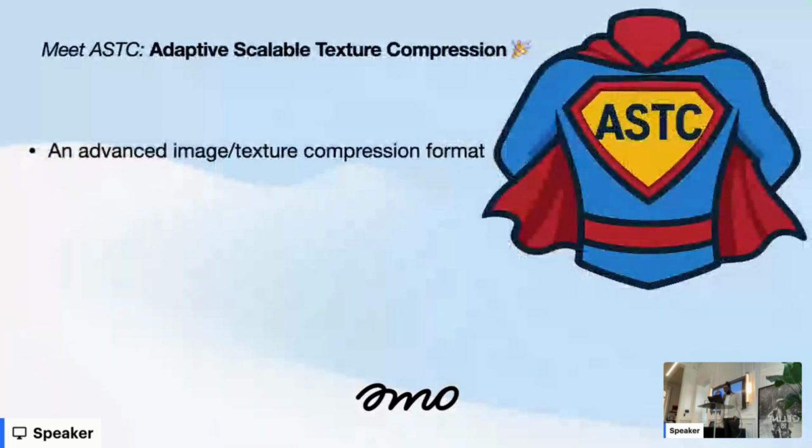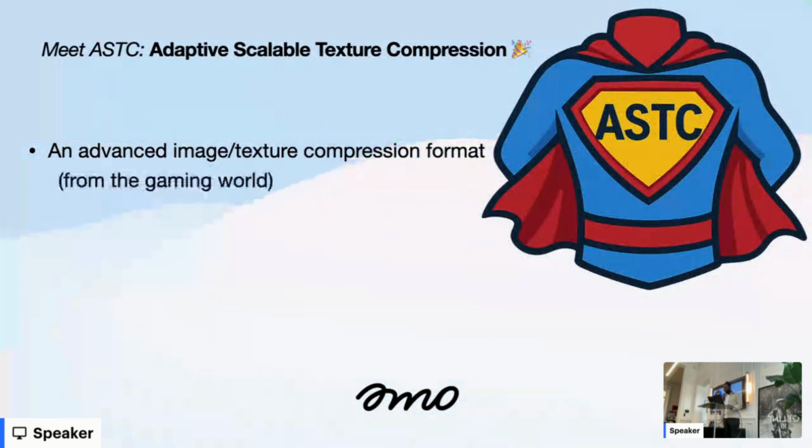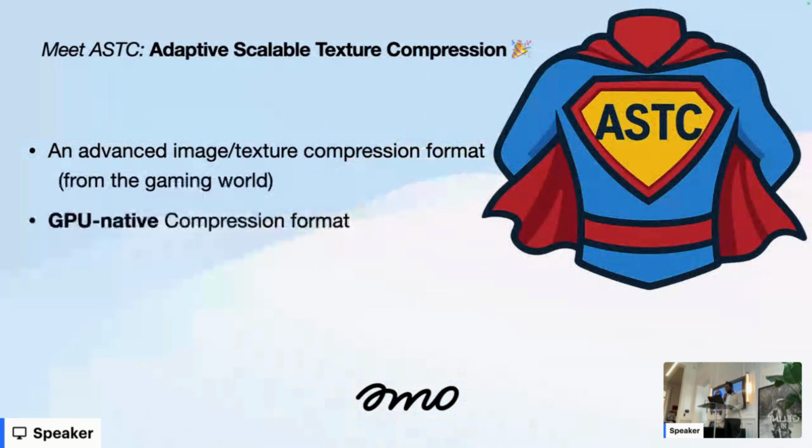ASTC, it's a very not known API. It's a texture compression format. The benefit of this format, you can think about it like PNG. It's a way to compress images. The benefit of this is that it's GPU native. That means that you can pass an ASTC texture to the GPU, and the GPU will be able to display it directly.